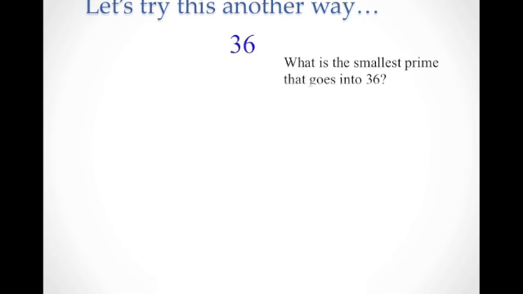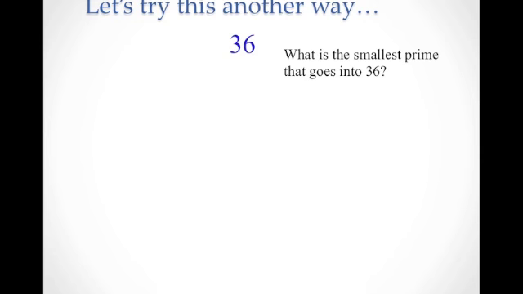Let's try that same factor tree another way. If I take 36, what is the smallest prime number that goes into that 36? Now remember, a prime number is any number that has two unique factors, which are 1 and itself. What if I were to break it down into 2 times 18? 2 is a prime number, so I'm going to leave that part alone and work with the 18 next.